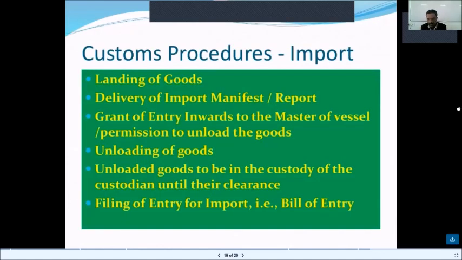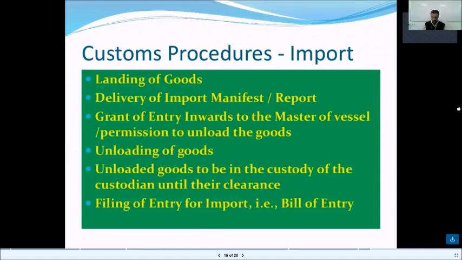Now, what is the customs procedure? Landing of goods: the moment they have landed onto the concerned port or customs waters, delivery of the import manifest or report, grant of entry inward to the master of the vessel, or permission to unload the goods, unloading of the goods, unloaded goods to be in the custody of the custodian until their clearance, and filing of entry for import, that is the bill of entry. You have to do all these things in order to get your import procedure done and also clear your customs.